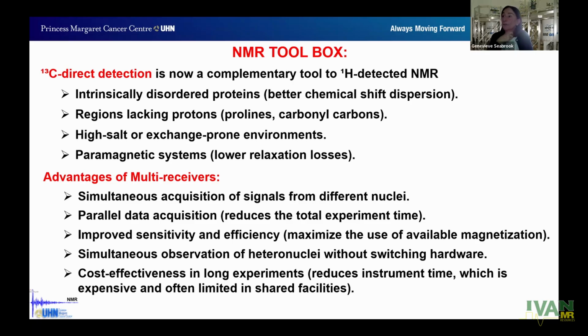It's, of course, useful for the regions that lack protons, in this case the prolines, but also the carboxyl groups. It's also useful for high salt and exchange-prone environments, and also for paramagnetic systems with low relaxation loss. And the advantage of the multi-receiver is that it's pretty neat because simultaneously you do the acquisition of signal from two nuclei, two of them. So it's pretty cool. I really like that aspect.